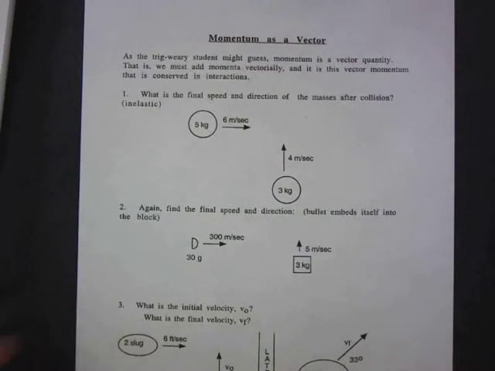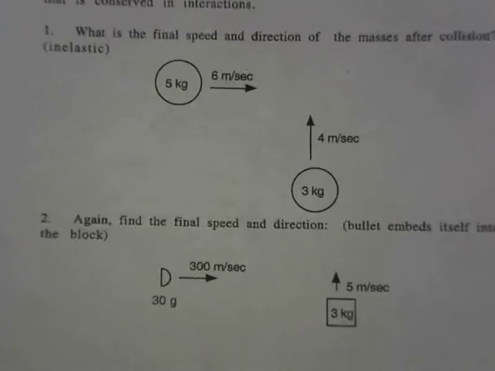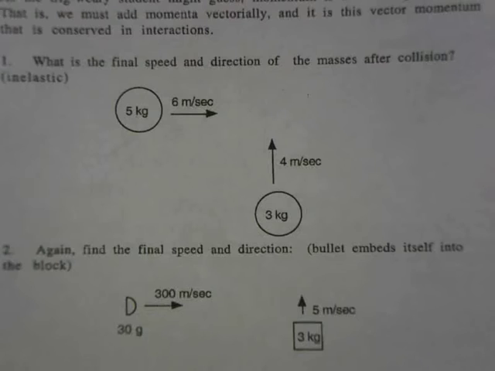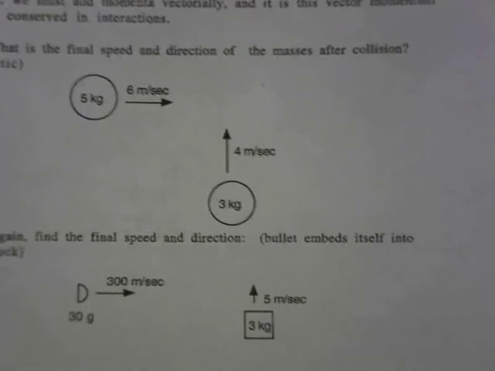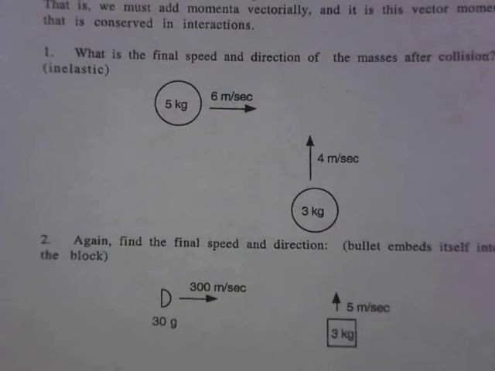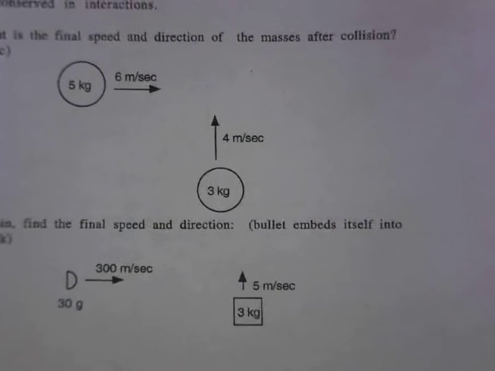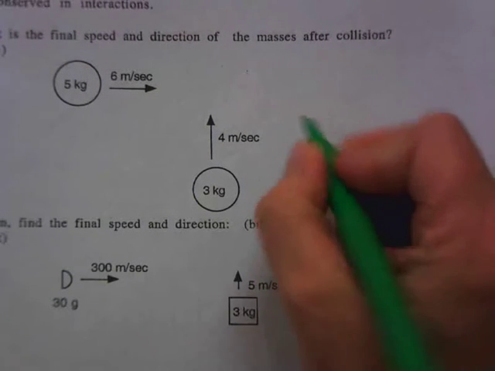This is the homework from last Friday. Let's zoom in a little bit. Okay, so we're going to find final speed and direction of the masses after they collide. It's inelastic, so that means they stick together.